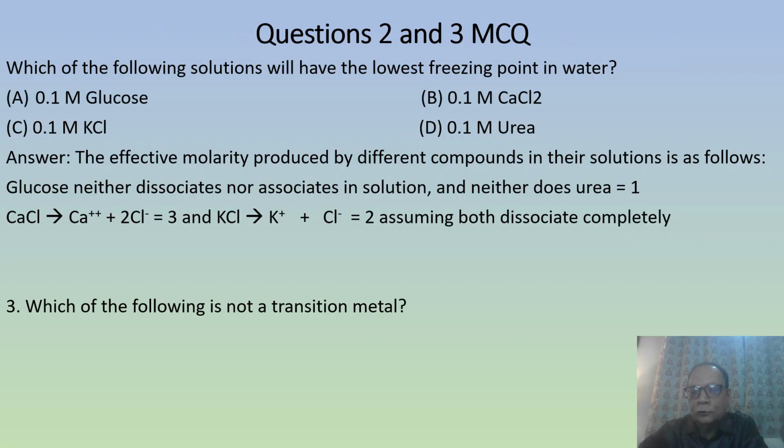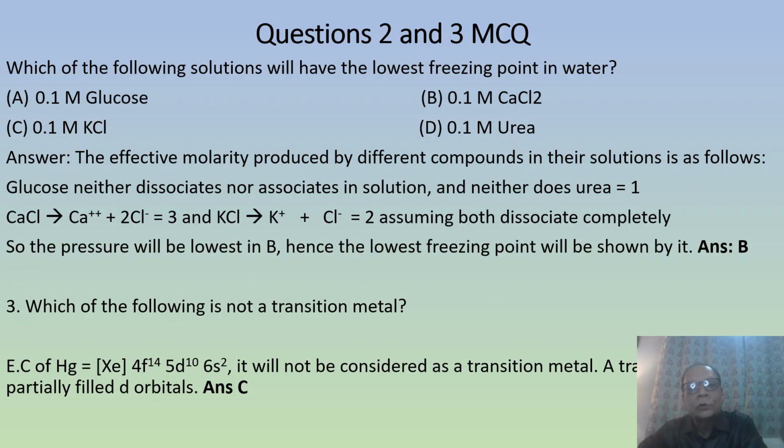Let's see another one. Which of the following solutions will have the lowest freezing point in water? A 0.1 m glucose, B 0.1 m calcium chloride, C 0.1 m KCl or potassium chloride, D 0.1 m urea. So we have to see what is the effective molarity when these compounds are added to their solvent, that is water. The effective molarity produced by different compounds in their solutions is as follows.